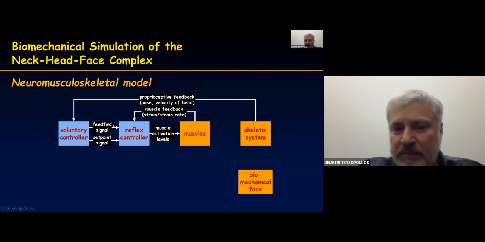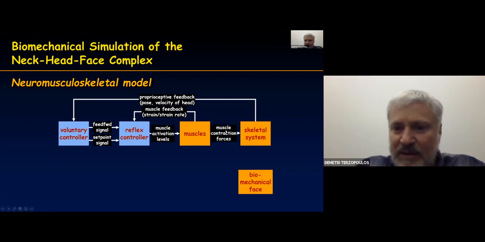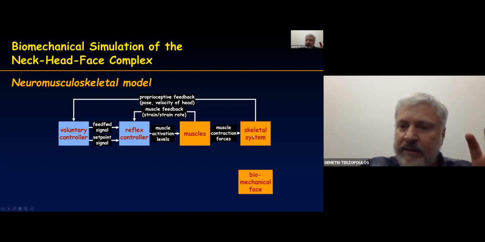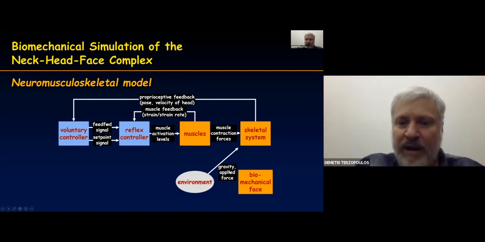So there's a feed forward signal, set point signal. I don't want to get into the details of this, but ultimately the activation signals that are sent to the muscles really drive the muscles to contract. Now, the contracting muscles produce forces against the bones, pull the bones together, and that is what actuates the articulated skeletal structure of the neck. And then, of course, the whole system is embedded in a physically simulated environment with gravity and external forces and so on.